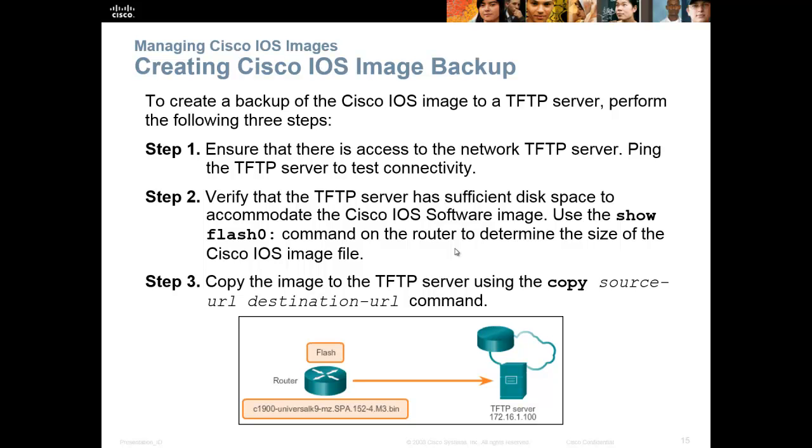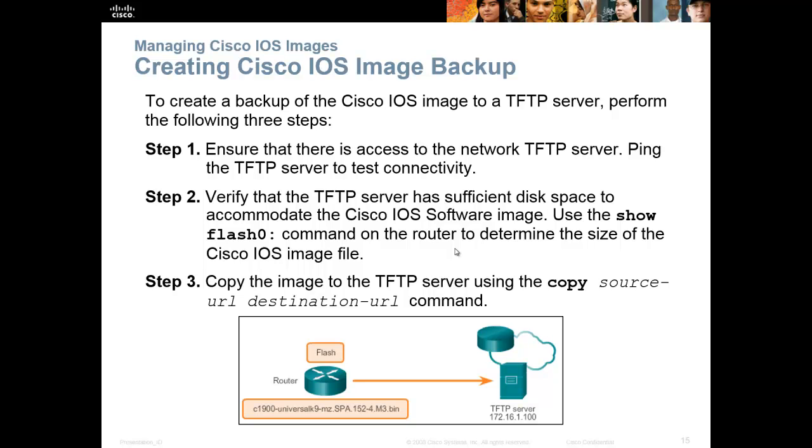Now the from and the to, we only use four sources. The 3 memory locations of the router and then the external source. The external source is easy because it's just TFTP. And the 3 memory locations of the router are run, start, and flash. So I could copy run start, copy start run, copy run flash, copy flash start, copy TFTP flash, copy flash TFTP, that kind of thing.